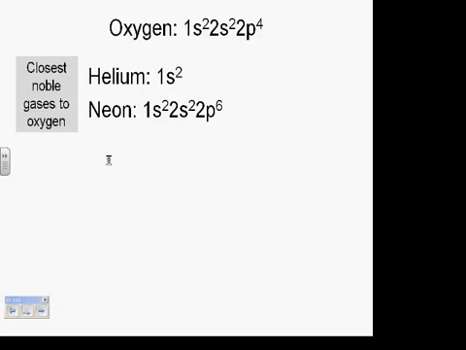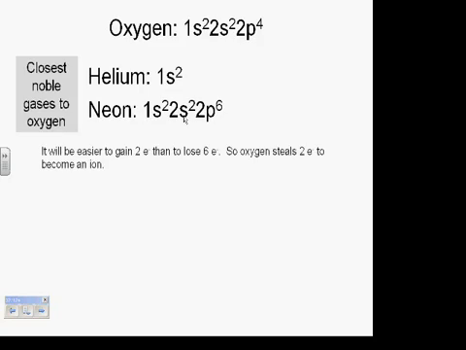And you can see that it would have to be neon, because oxygen is going to have to lose all of its electrons, its second energy level electrons. It's going to have to lose all 4 in the 2p's and 2 in the s's in order to become like helium. But it's only going to have to find 2 more to fill up the p's in order to become like neon. So that's what it does. Oxygen is going to, it's easier to find 2 than it is to lose 6.